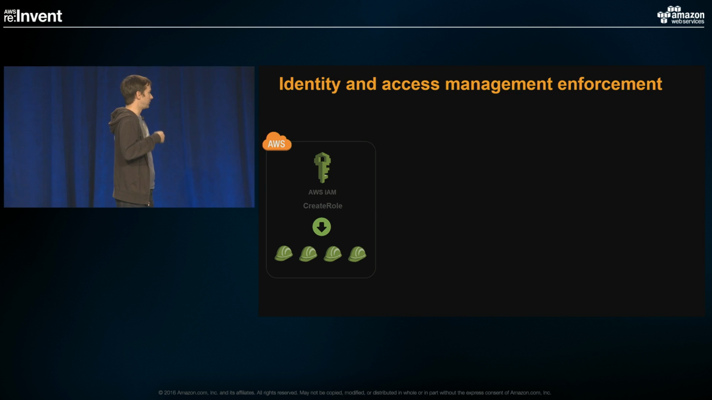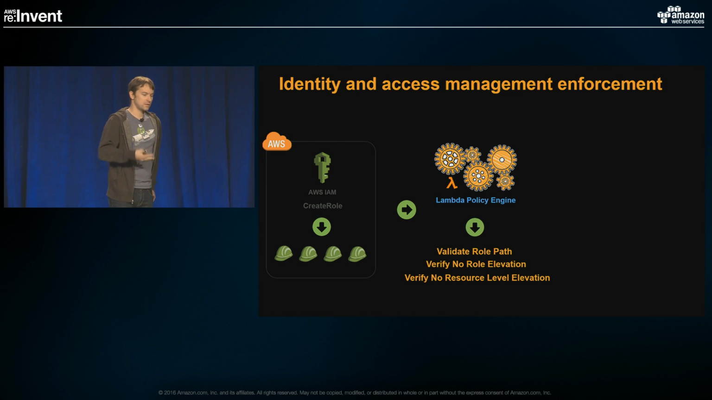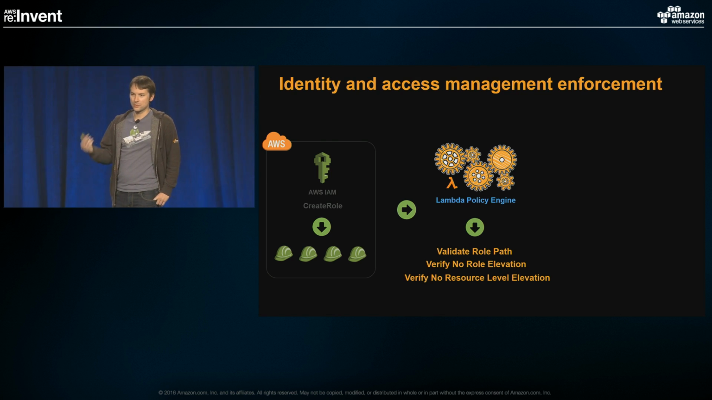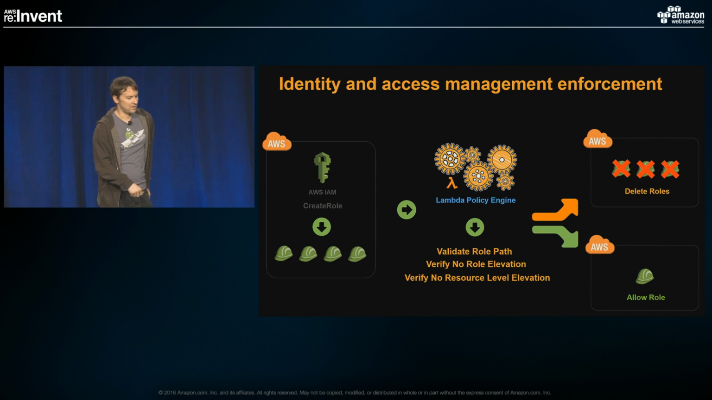AWS IAM: you create the role, you type some JSON. It's not valid, so you spend 10 hours looking at the docs trying to figure out where you missed a comma. And then you get back to your Lambda policy control engine. It's created. All of these roles are going. It's your bootstrapping action, whatever you're trying to do. You validate the role path, verify that there's no way to call out to Simple Token Service and elevate your privilege, that there's no way to access resources outside of what you wanted it to be able to access. And then if it's invalid, you delete the roles. If it's valid, you allow the roles. Pretty straightforward, right? This is all stuff that real customers have built and are using.